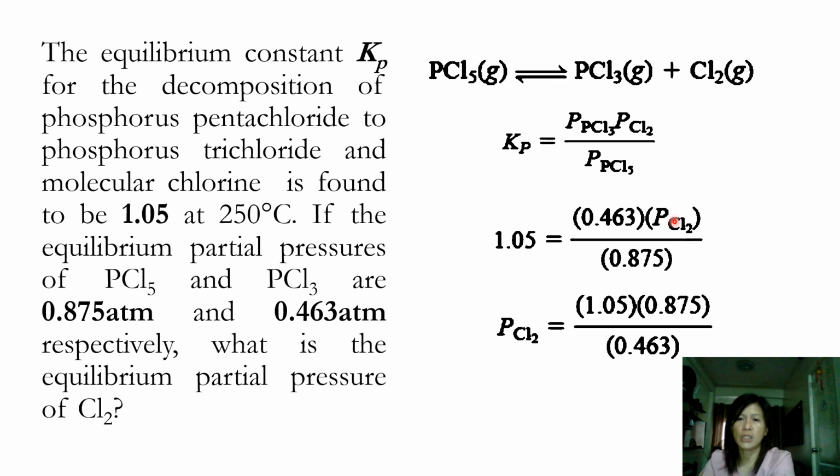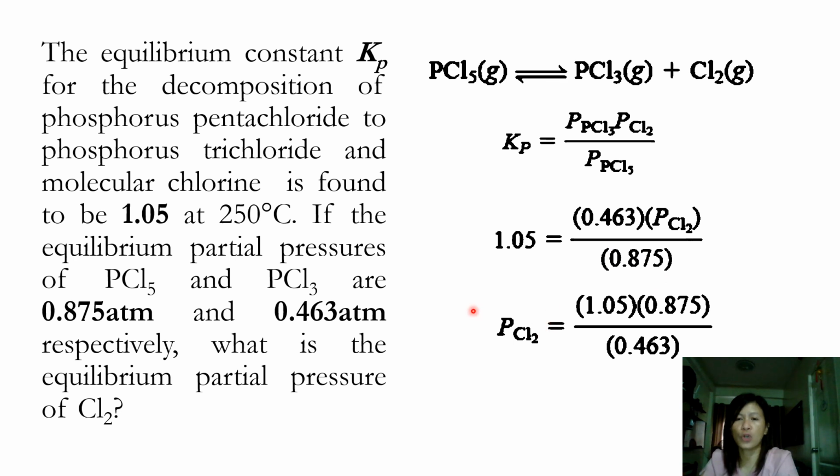Okay, so we shall have the substitution of 0.875 to the other side of the equation. So we shall have 1.05 multiplied by 0.875. So we again do transposition. So 0.463 to be divided by the product 1.05 and 0.875.